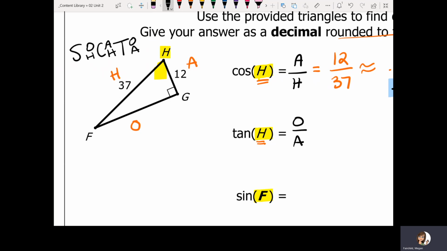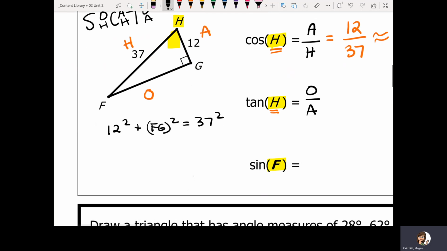Did you already find it? Oh, no, we don't know it, right? So what do we have to use to find that side? Pythagorean theorem. So we can say 12 squared plus, I'm going to call it FG, squared equals 37 squared. So that's the side, right? FG.